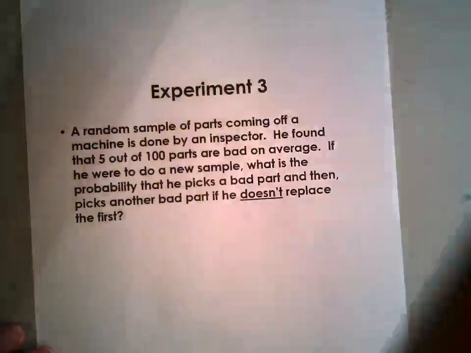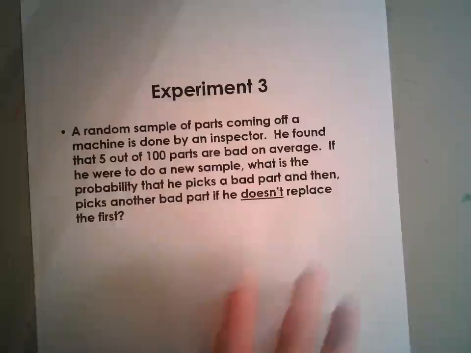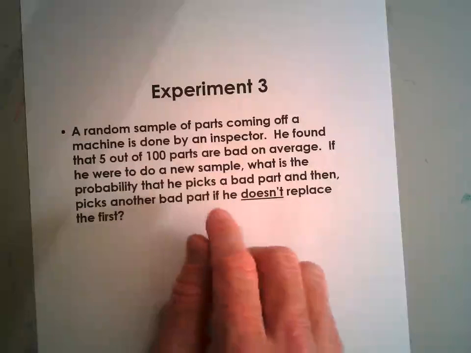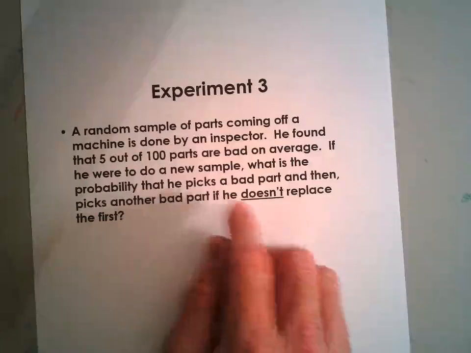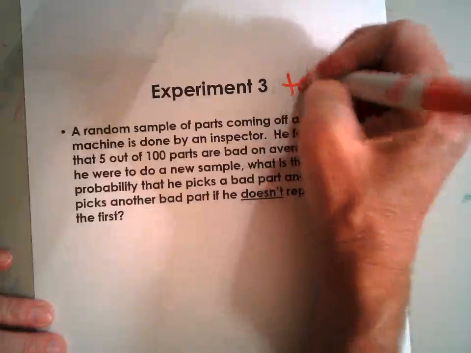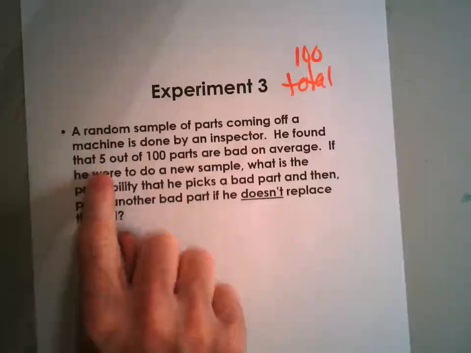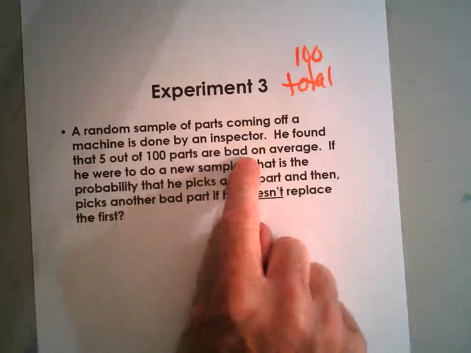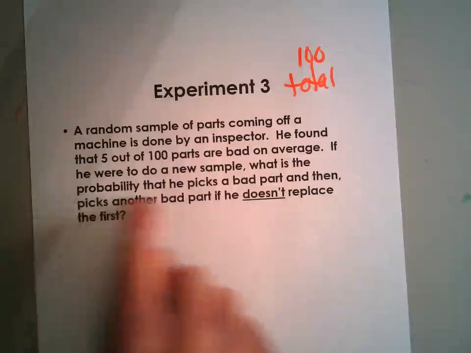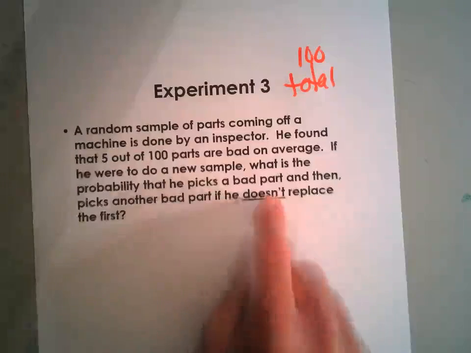Last problem. We've got parts. So we've got some manufacturing going on here. A random sample of parts is coming off a machine. He found that 1 out of 100 parts. So this is your total. You've got 100 total parts. 5 of those parts are bad, which isn't very good. If he were to do a new sample, what is the probability that he picks a bad part and then picks another bad part if he doesn't replace?